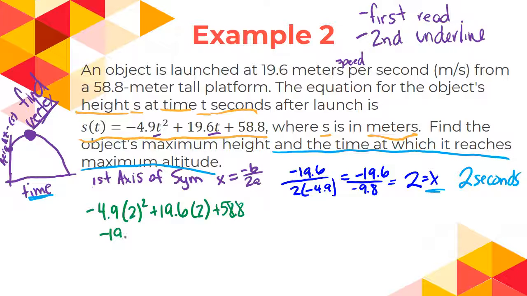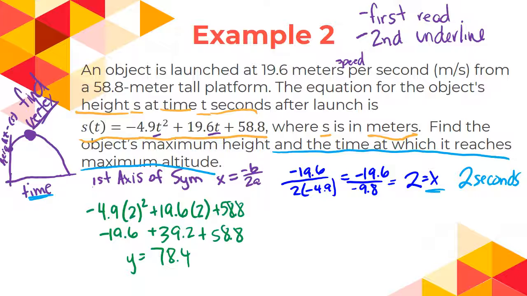So I've got a negative 19.6. If you take care of that, 19.6 times 2 gets me to 39.2. Then I'm adding on 58.8. So I'm just kind of doing it in little chunks so that I don't make a silly calculator error. All right, so if I combine all of that, I end up with 58.4. That's what my y value is.